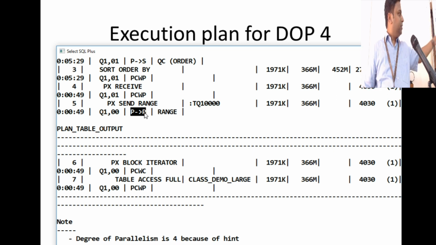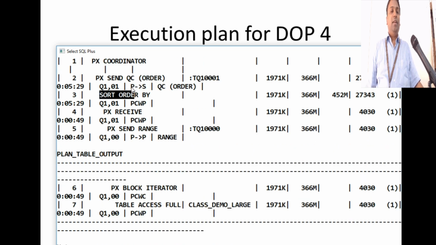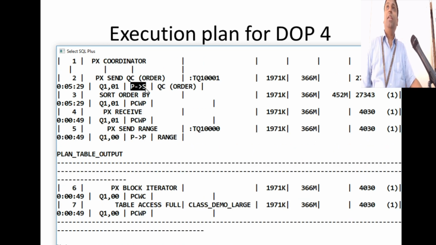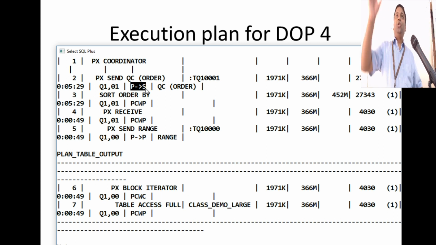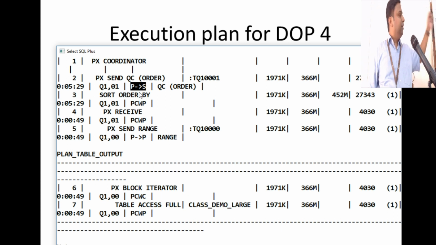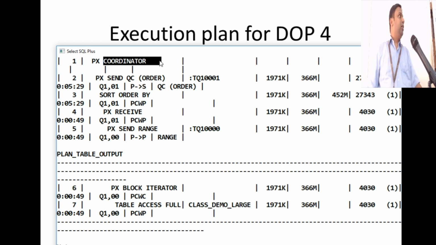So parallel processor distributing records to other parallel processors. And once this consumer receives it, it goes with a sort. After sorting, you can see a P arrow S. What it means is, after sorting, everything should be serially accessed and merged. So from parallel you are going to a serial execution. So that's the final thing. All the parallel partitions will be serially merged, and that is the job of the coordinator. The coordinator is the final person who merges the sorted partitions and gives you the result.